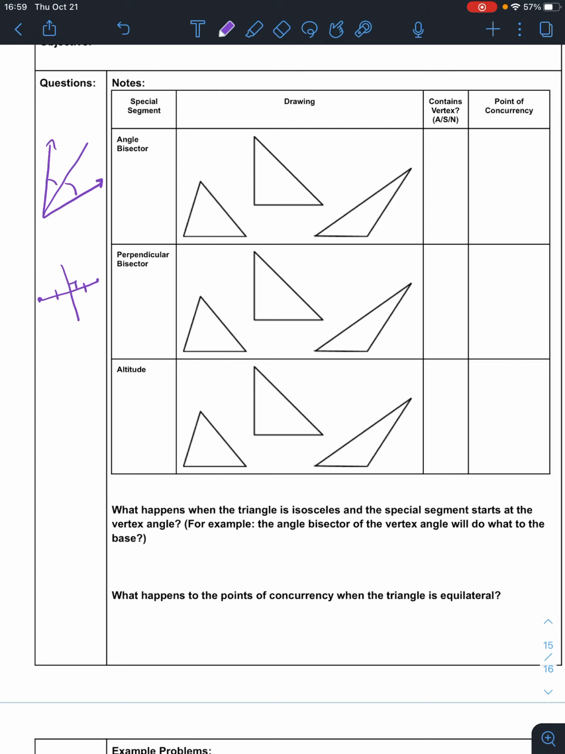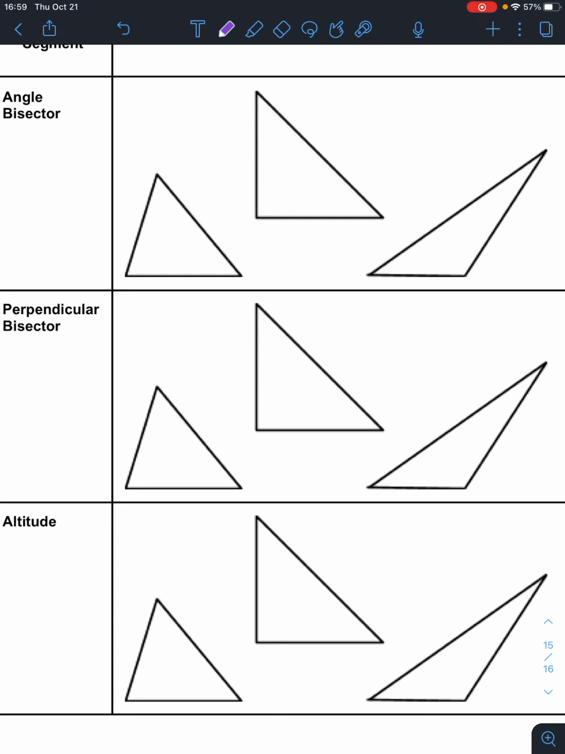We'll talk about that in just a second, but we wanted to go back to previous units and remind you of some vocabulary. So if I take the angle bisector of each of these acute, right, and obtuse triangles, just kind of eyeball it. I'm going to bisect this angle, and then I'm going to bisect this angle. Okay, so remember what I've done is I've cut these in half.